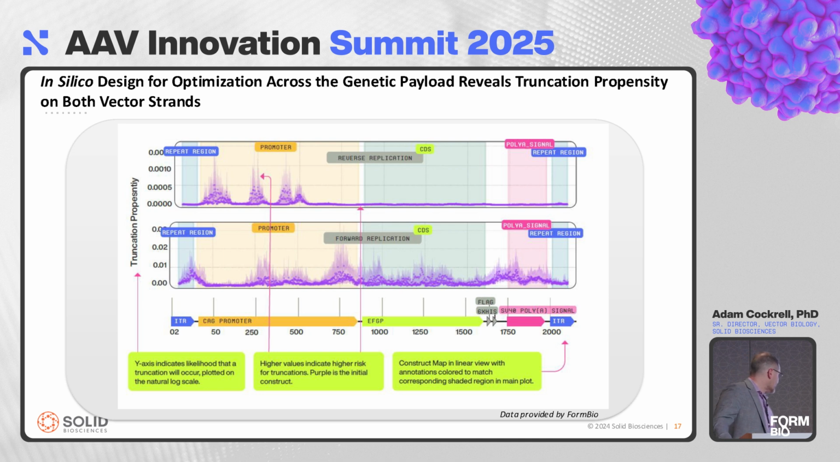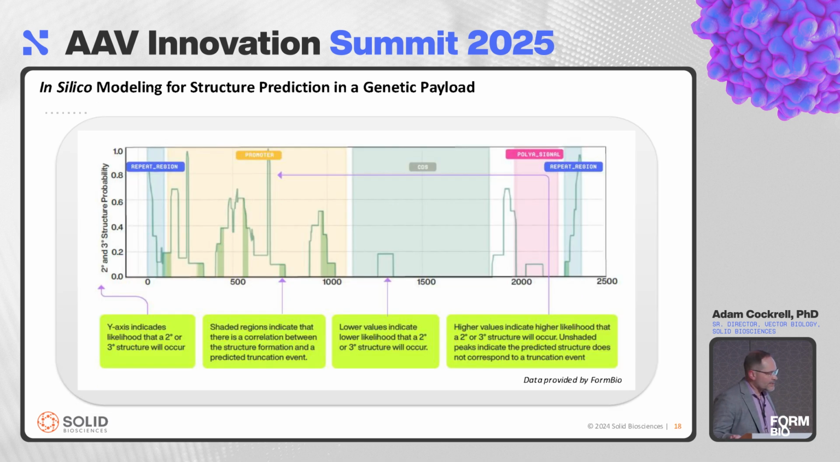And you'll note that this is a CAG promoter, for instance, and there's a lot of secondary structure, a lot of truncation propensity, rather, in that promoter region. So you can go in, you can identify where those are at, and potentially make modifications. Now this is a promoter, so making modifications in a promoter may cause a lot of other problems downstream, so it may be best just to swap the promoter out for one that's more amenable to what you want to do. In addition to this, you can get secondary and tertiary structure probability predictions.